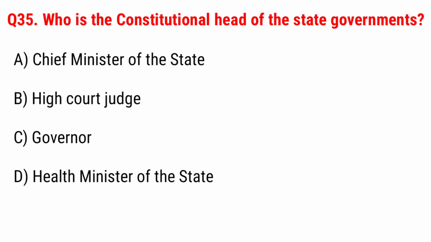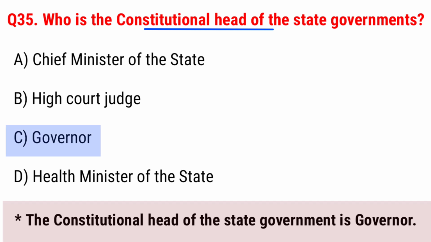Next question. Who is the constitutional head of the state governments? Option A Chief Minister of the state, B High Court Judge, C Governor, D Health Minister of the state. Right answer will be the option C, Governor. The constitutional head of the state government is the Governor.